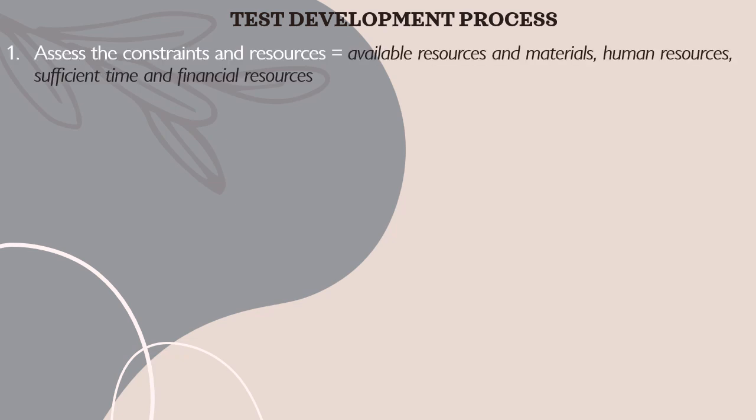There are 9 steps that teachers should always follow before and after designing a test. Firstly, teachers should always assess the constraints and resources. Do I have all the resources and materials available for use if I want to design a progress test for my students, for example? Will I spend too much time on it? Do I have enough time for it?